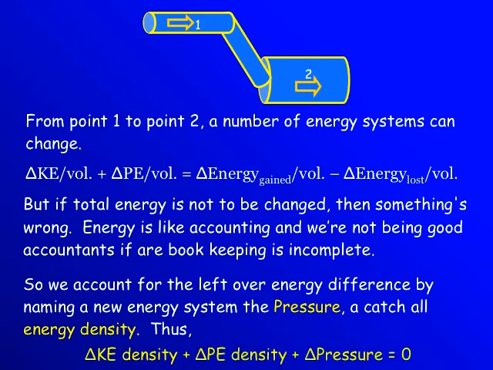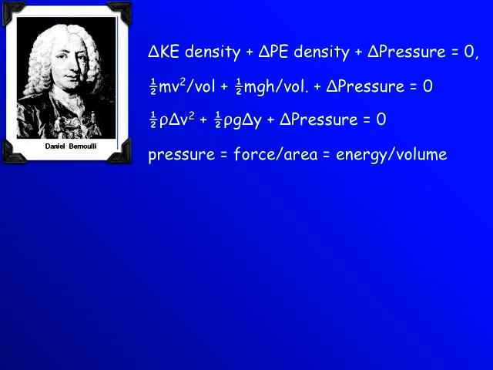So hence, the change in kinetic energy density and the change in gravitational energy density plus the change in pressure all balance out, or all cancel. The decreases in kinetic energy and potential energy cause an increase in the pressure. Pressure 2 is greater than 1. Here it is in the equation, the same thing.